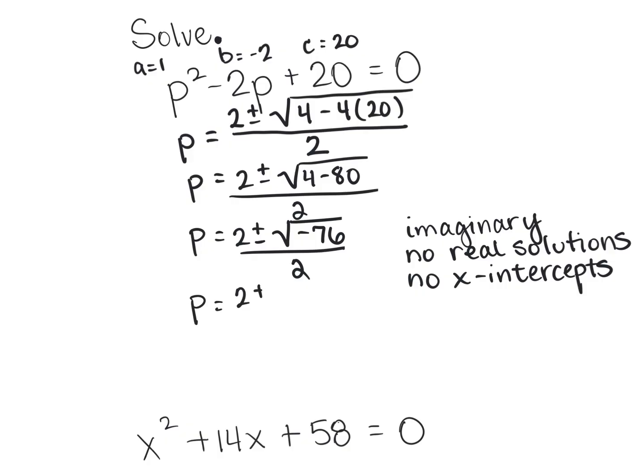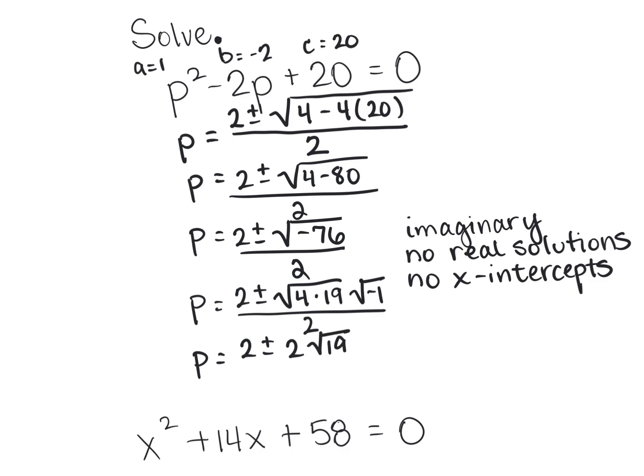You also have to make sure that you take the negative out. So the square root of 76 changes into 4 times 19 times the square root of -1, and that's divisible by 2. And then we have 2 plus or minus 2 square roots of 19i. We divide this by 2, and we divide this by 2, and reduce both of those fractions.